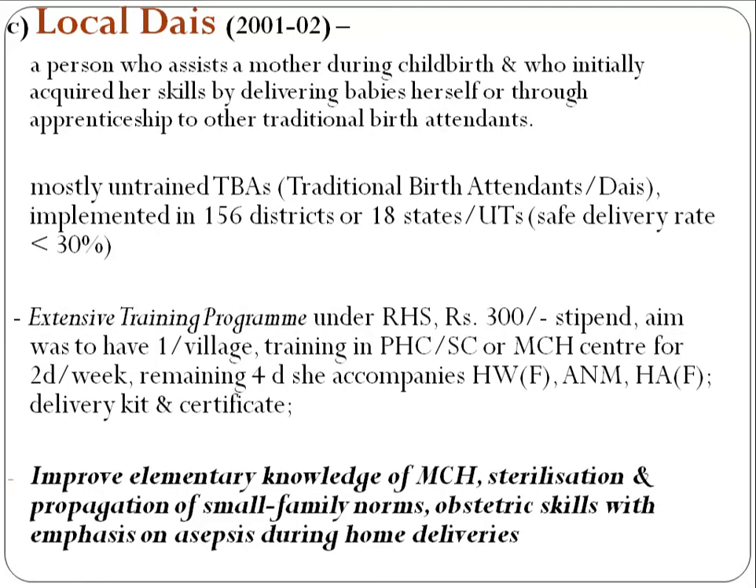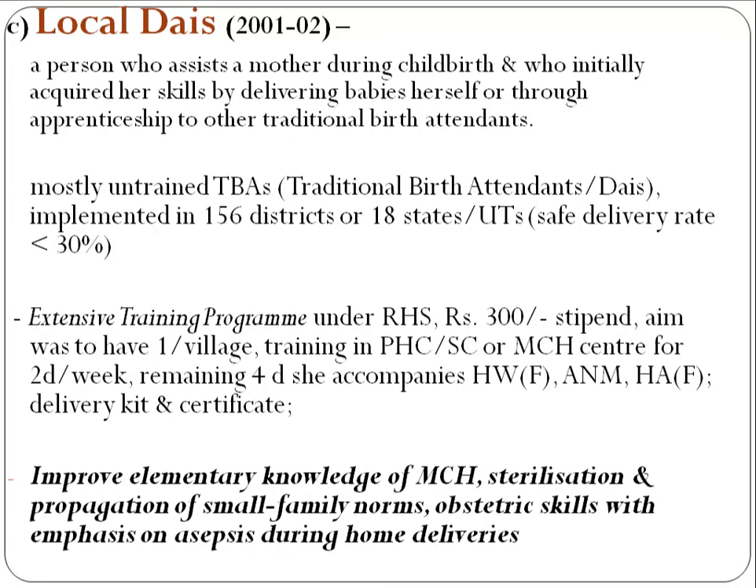Well, the third very important functionary in the village is the local DAI. She is now called as TBA or Traditional Birth Attendant. Okay, as something which is very, very important. A person who assists a mother during childbirth and who initially acquired her skills by delivering babies herself or through apprenticeship to other traditional birth attendants. You will find that the DAIs in the village, they have learned the skill from their mother or from a female relative. This is something which you know.